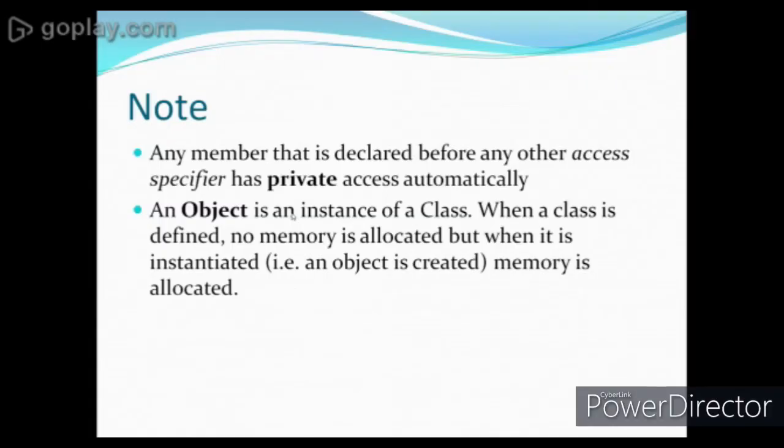So today, here is a note for you that any member that is declared before any other access specifier has private access automatically. While we've already seen this while typing the code. And also, an object is an instance of a class. When a class is defined, no memory is allocated, but when it is instantiated, memory is allocated. So without object, class has no value. That is the actual point of this class.